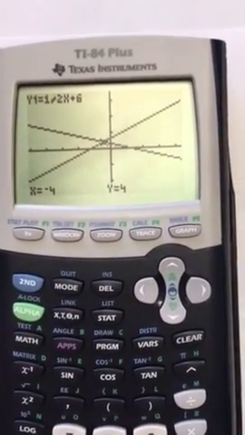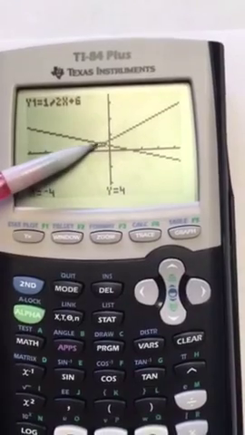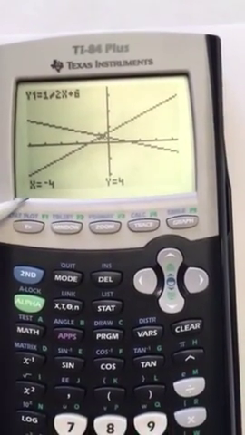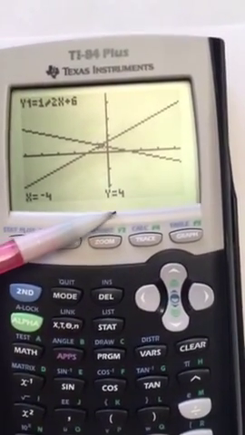because this is where I left the trace cursor last time. This is where it ends up. So now I know that my intersection of this is -4 and 4.